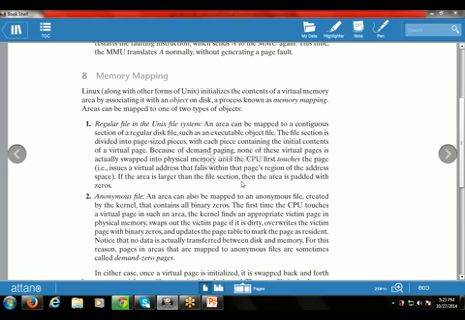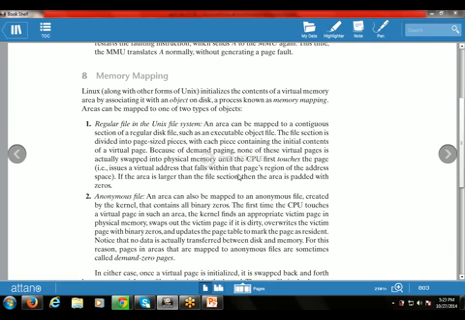This is the way. First of all, the kernel finds an appropriate victim page, swaps the victim page out of memory, overwrites the victim page with binary zeros, and updates the page table entry to mark the page as resident. So this is how an anonymous file is used. Notice that no data is actually transferred between the disk and the memory. For this reason, the pages in the area that are mapped to the anonymous file are sometimes known as demand zero pages.